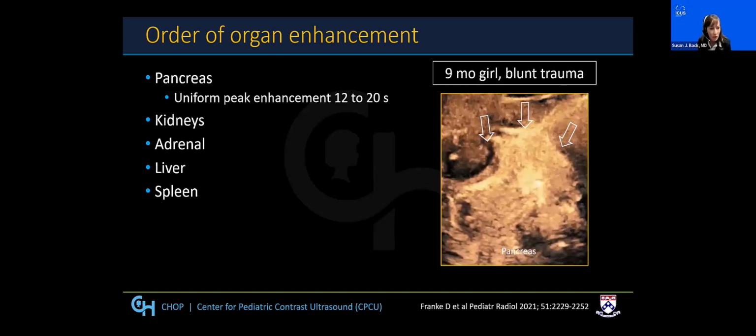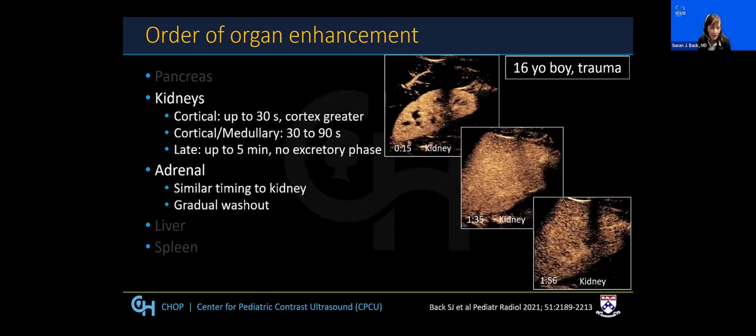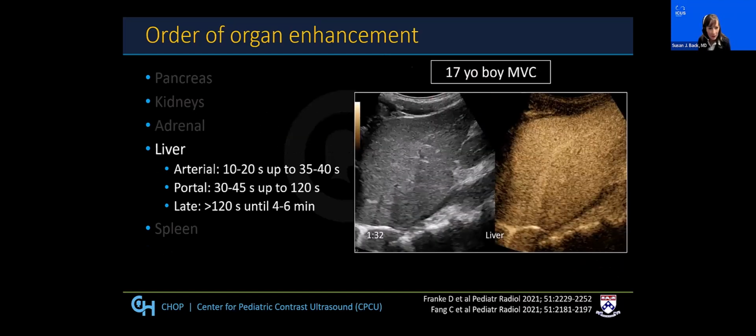We then would move on to either the right or the left kidney. There are 3 phases of contrast enhancement described for the kidney: the cortical phase, where the cortex enhances above and greater than the medullary pyramids; a second phase where the cortex and the medullary pyramids enhance to a similar extent; and then a delayed or washout phase, again noting there's no excretory phase. The adrenal glands will enhance in a similar time frame to the kidneys. The liver and spleen have a sustained parenchymal enhancement phase, which is latest.